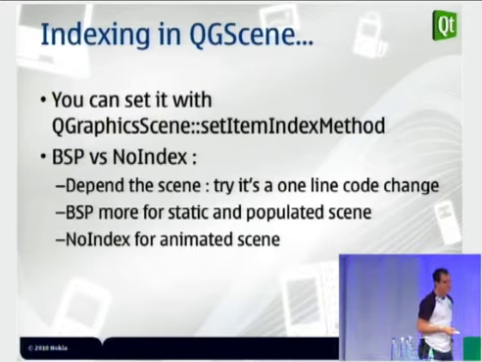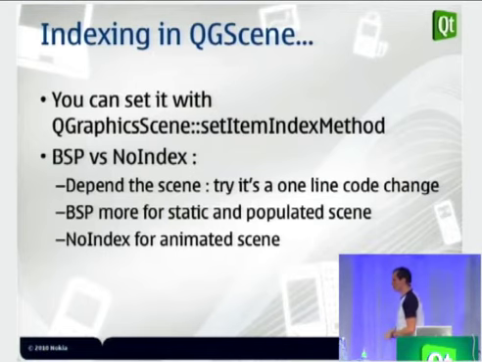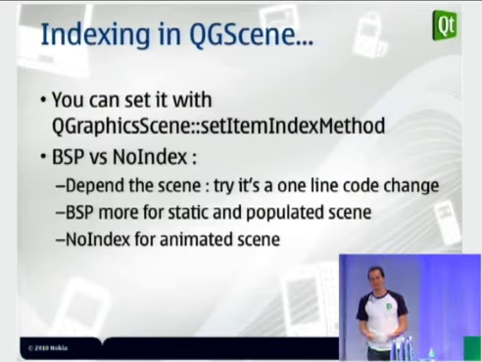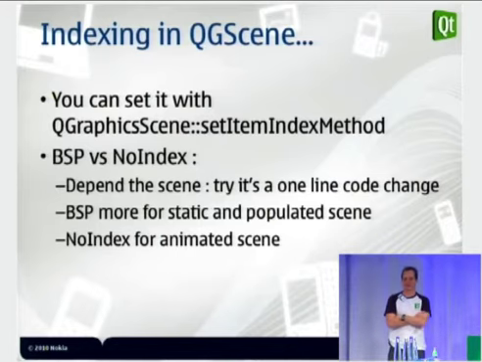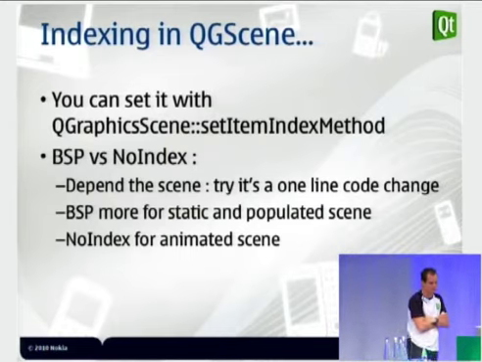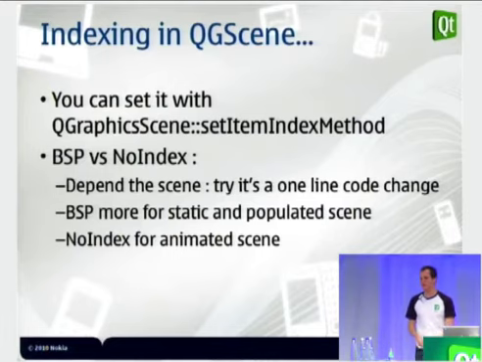No index is nice for an animated scene that doesn't contain that many items. For instance, in QML, we deactivate the BSP because there are not that many items, like in the ship demo, for instance. So no index is faster. On Plasma, I also put no index because it was faster.